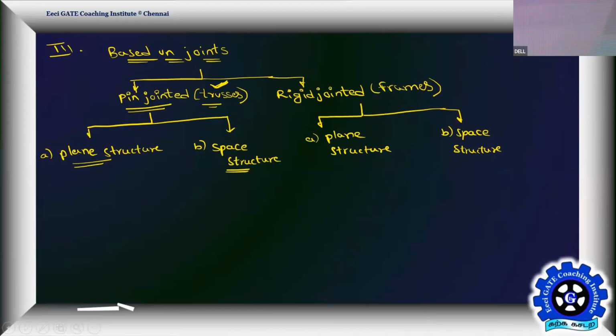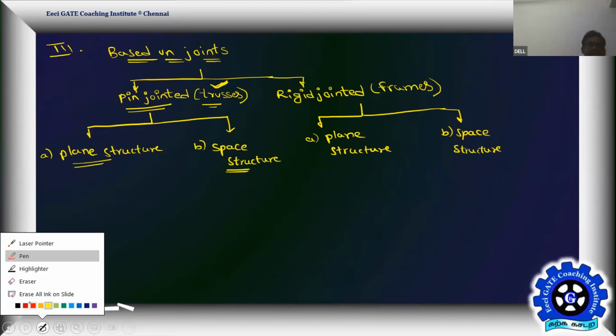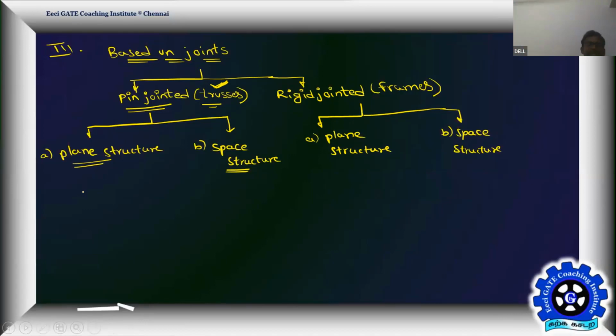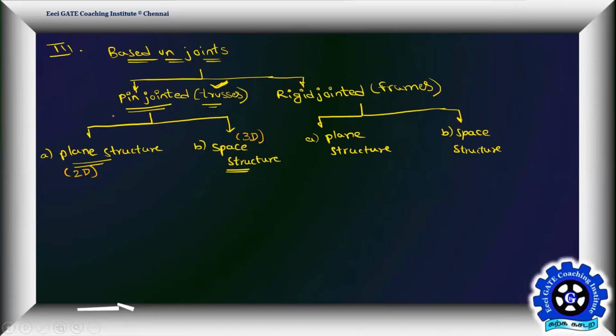Now, when I say plane, is it 2D or 3D? 2D, sir. Can you please draw a figure then? Draw a figure for this. Yes, exactly, 2D is correct. When I say space, is it 2D or 3D? 3D, sir. But we're talking about what kind of joints they are connected with. Pin jointed. Now, can you draw a figure for a pin jointed plane structure?